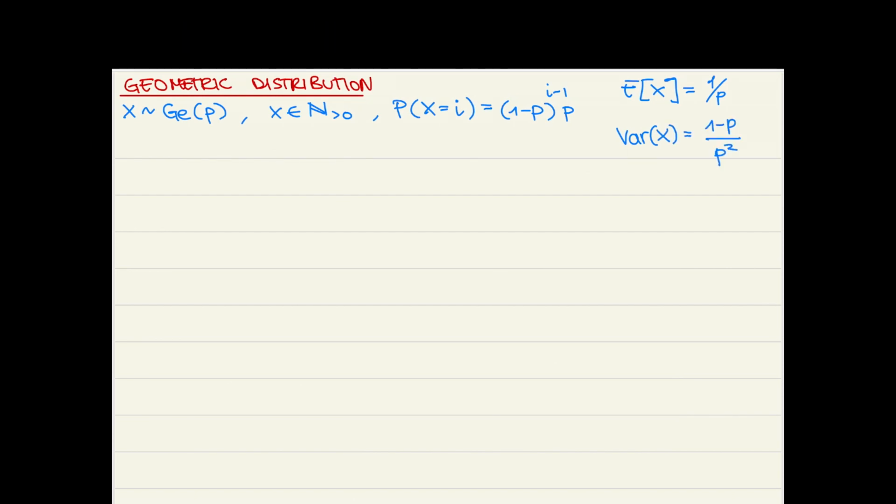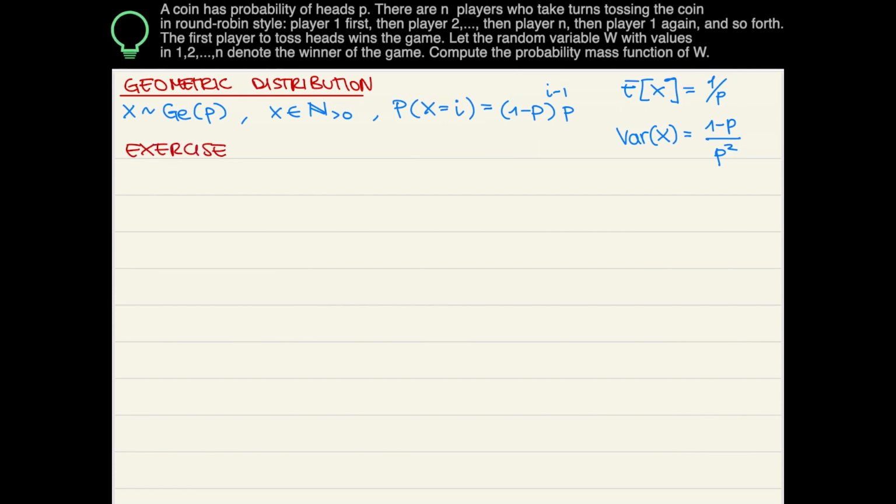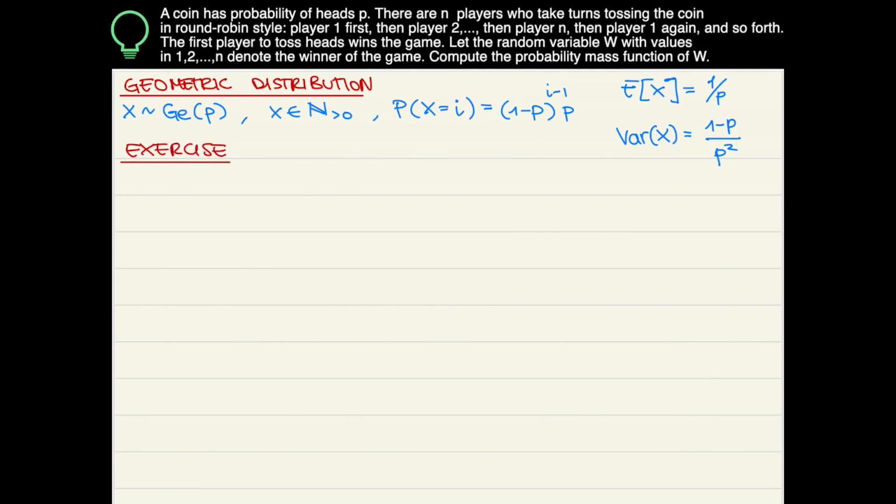Let's have a look at an interesting exercise on the geometric distribution. A coin has probability of heads p. There are n players who take turns tossing the coin in round-robin style. Player 1 first, then player 2, then player n, then player 1 again, and so forth. The first player to toss heads wins the game. Let the random variable W, with values in 1, 2, up to n, denote the winner of the game. Compute the probability mass function of W.